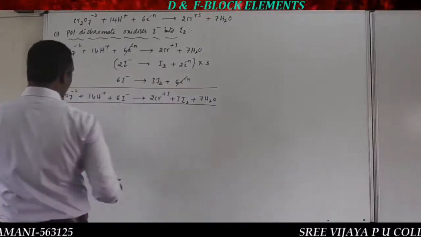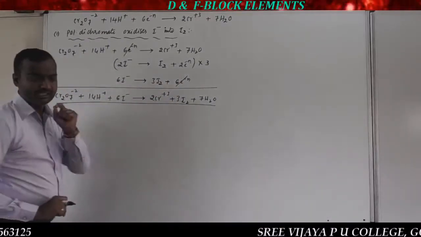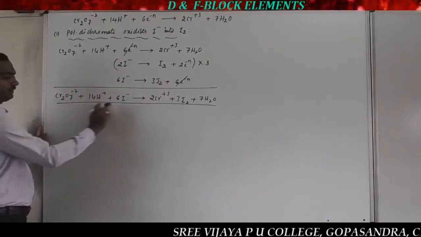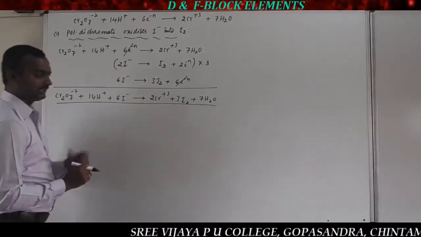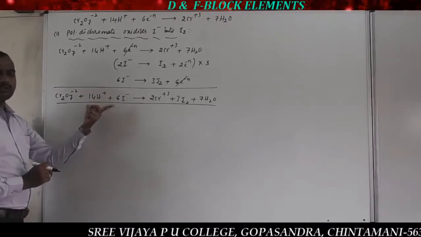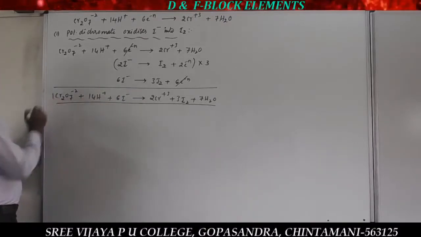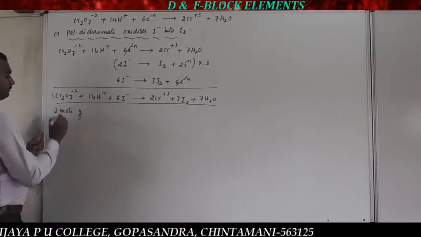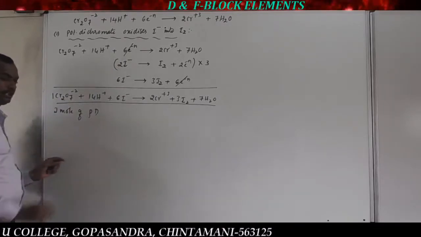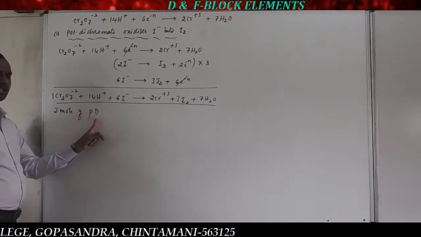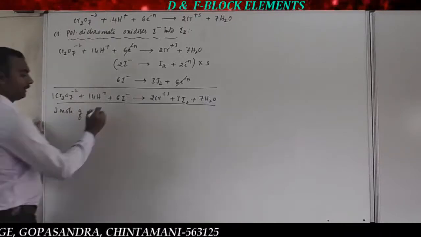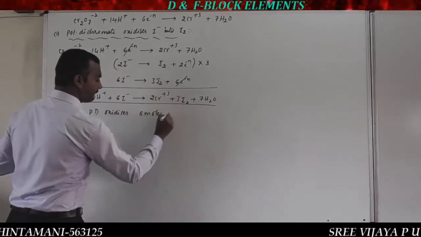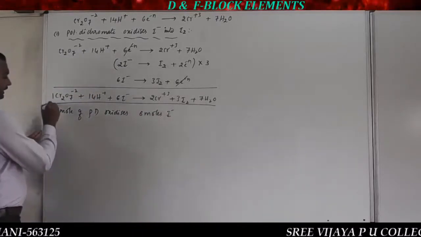How many moles of iodide get oxidized in the presence of potassium dichromate? From this balanced equation, you can say 1 mole of potassium dichromate oxidizes 6 moles of iodide. This is very important.